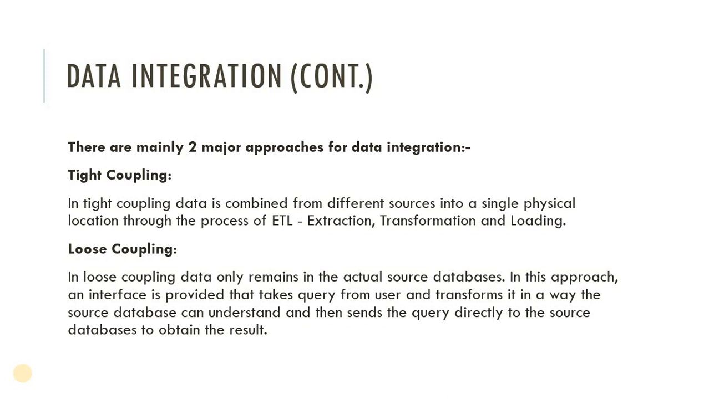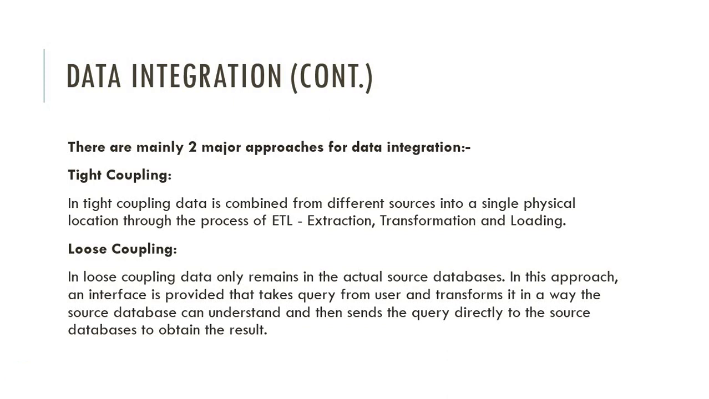The second approach is loose coupling. Loose coupling means less data dependency. The data sources are not so dependent on each other. In loose coupling, data only remains in the actual source database. In this approach, an interface is provided that takes a query from the user and transforms it in a way the source database can understand, and then sends the query directly to the source database to obtain the result.